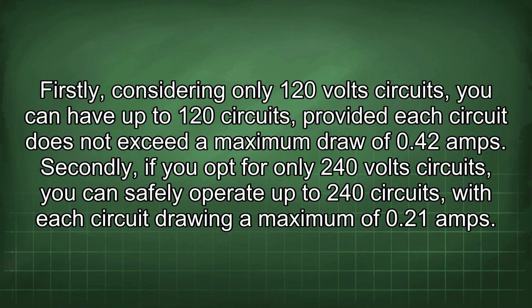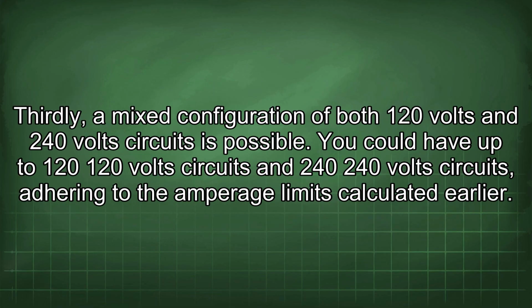Firstly, considering only 120 volt circuits, you can have up to 120 circuits, provided each circuit does not exceed a maximum draw of 0.42 amps. Secondly, if you opt for only 240 volt circuits, you can safely operate up to 240 circuits, with each circuit drawing a maximum of 0.21 amps. Thirdly, a mixed configuration of both 120 volt and 240 volt circuits is possible. You could have up to 120 volt circuits and 240 volt circuits, adhering to the amperage limits calculated earlier.